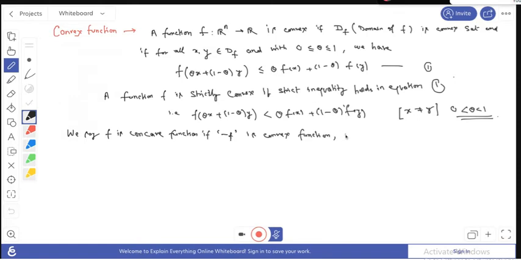Okay. So, and strictly concave if minus f is a strictly convex function.